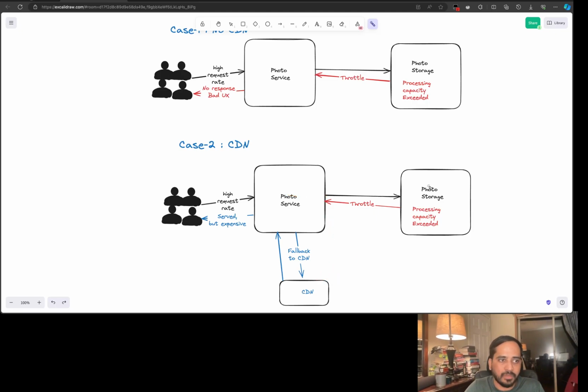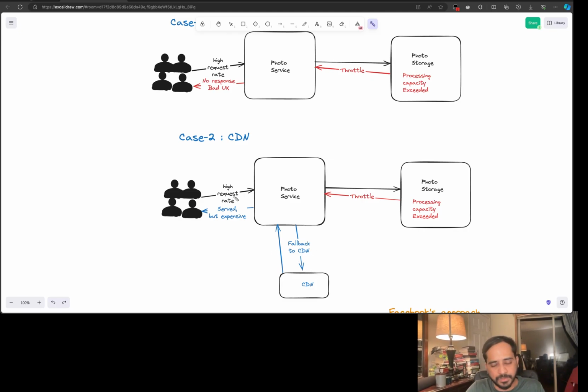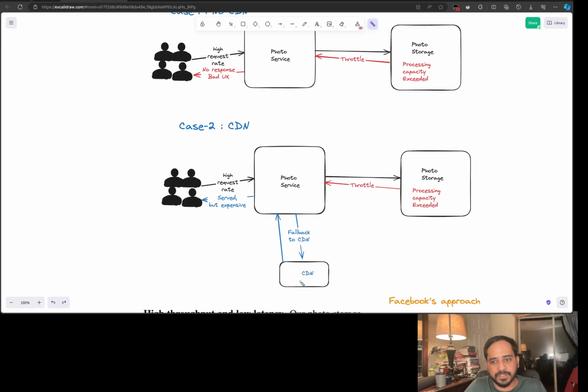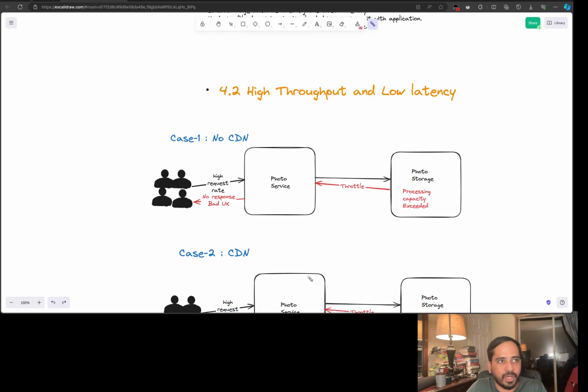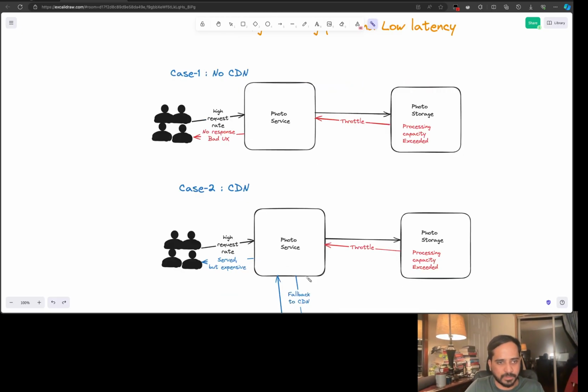For example, my photo storage system is still inefficient, it has throughput bottlenecks, and I'm falling back to the CDN. At this point, I will be able to serve these requests, but the cost of serving such requests becomes huge because CDNs do not come cheap. They charge by the amount of data that you store, so they are expensive if you fall back to the CDN very often. Right, so we defined how lack of high throughput can cause issues for the user and how it causes degradation of user experience.